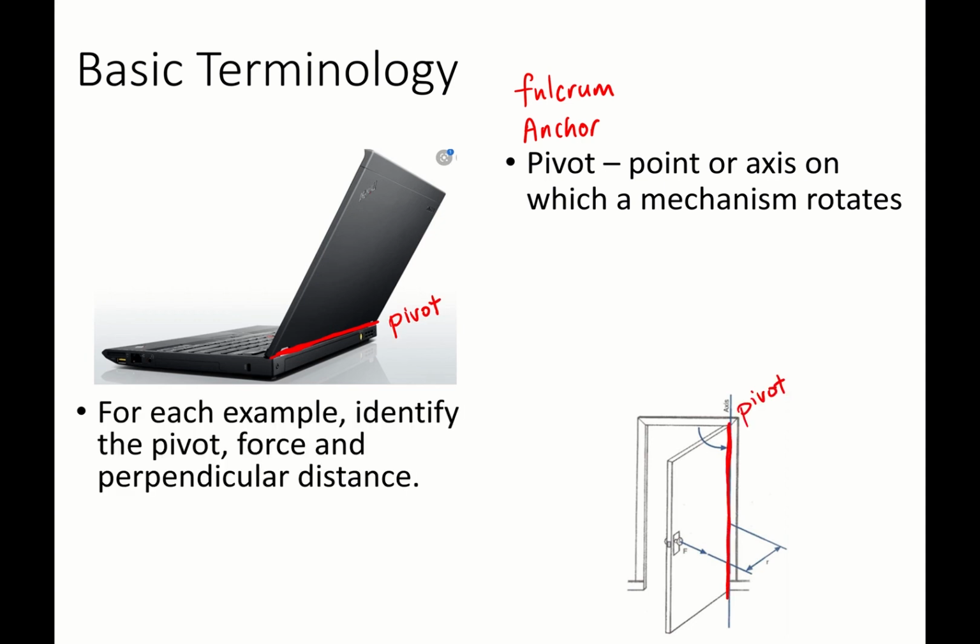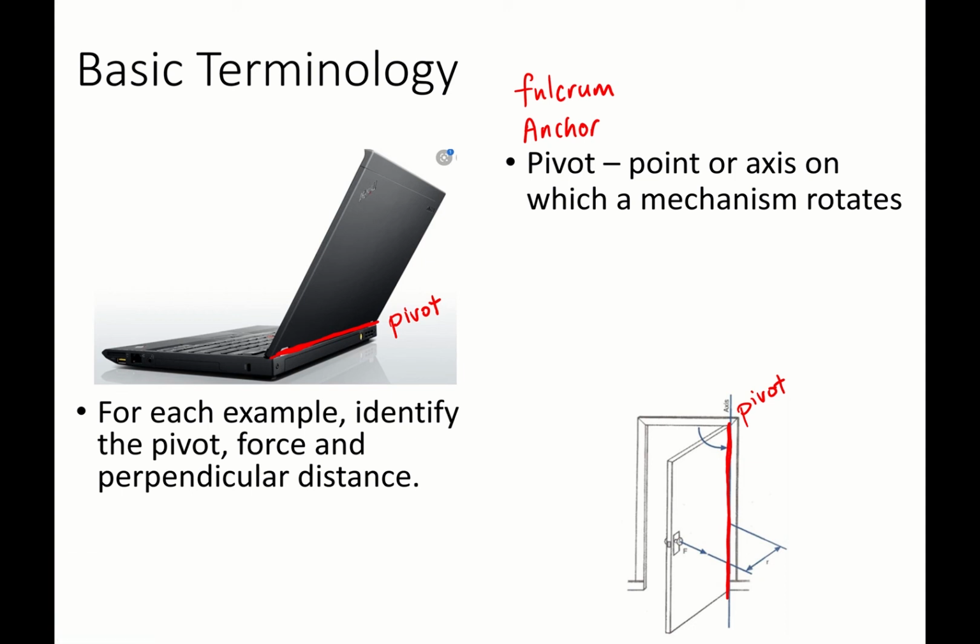Now, for these two examples, other than identifying the pivot, can you identify the force and the perpendicular distance? The perpendicular distance we're referring to is between the force and the pivot, the point where the force is exerted. Now, let's come back to the laptop example again. Let me change the color.